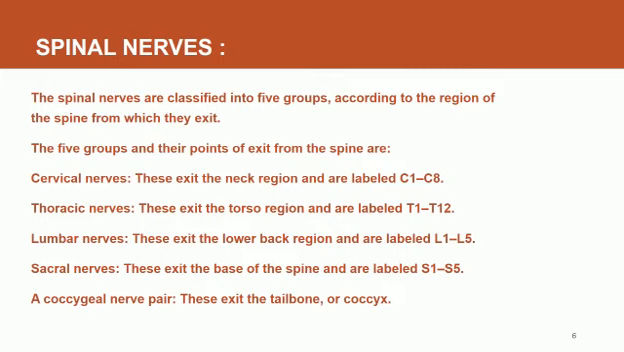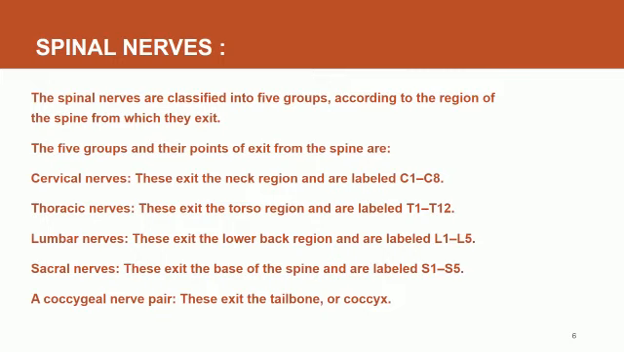So, cervical nerves. These exit from the neck region of our body and are labeled as C1 to C8. Thoracic nerves. They exit from the torso region of our body and are labeled as T1 to T12. Lumbar nerves. They exit from the lower back region of our body and are labeled as L1 to L5. Sacral nerves. These exit from the base of the spine and are labeled as S1 to S5.